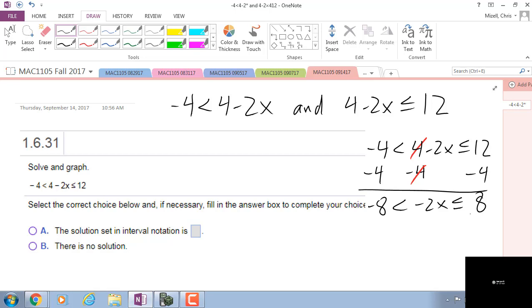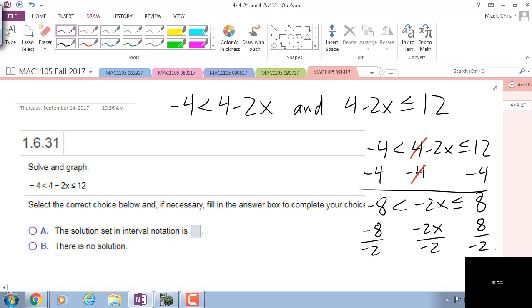So to prepare for that, let's write a fresh copy of the negative 8, a fresh copy of the negative 2x, and a fresh copy of the positive 8. And then divide all three of them by negative 2. So negative 8 divided by negative 2, negative 2x divided by negative 2, 8 divided by negative 2. When we do that, we reverse each of the inequality symbols. So the less than turns into a greater than. The less than or equal to turns into a greater than or equal to right at the moment when we divide each one by negative 2.